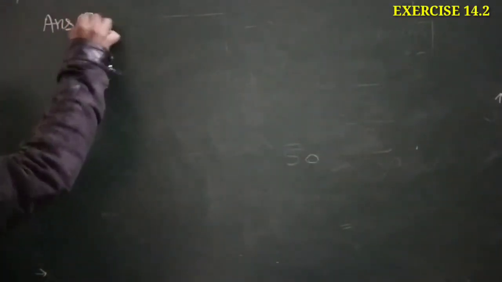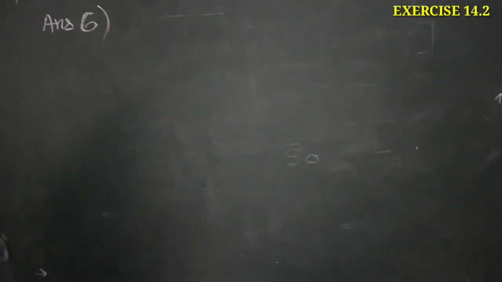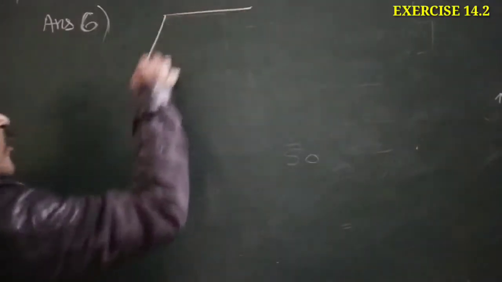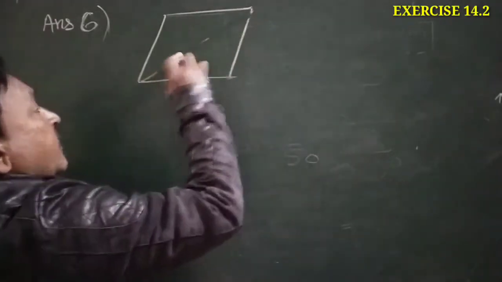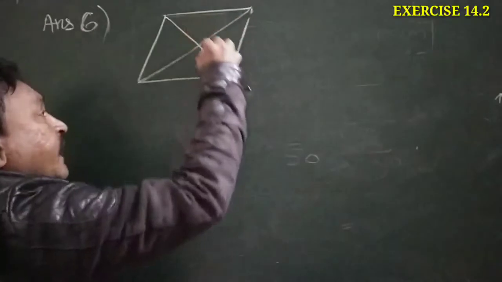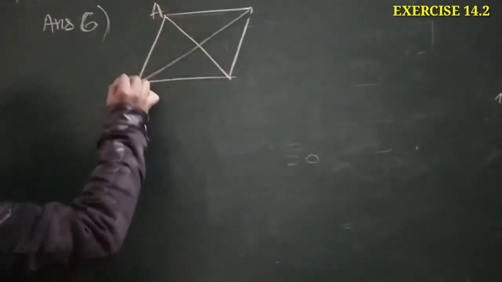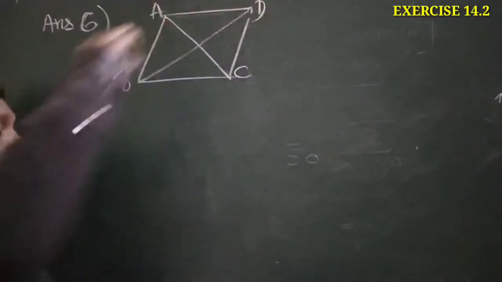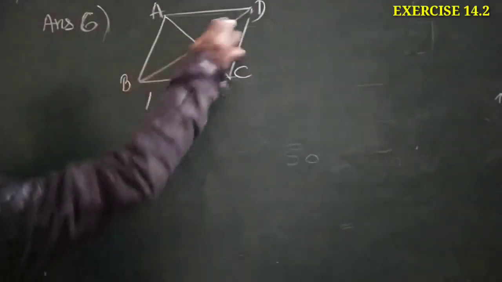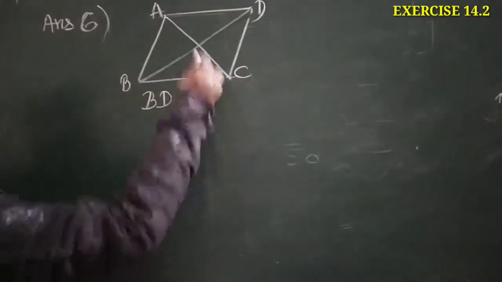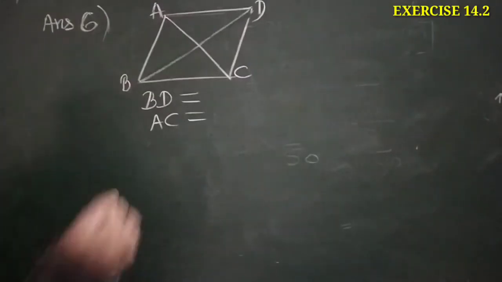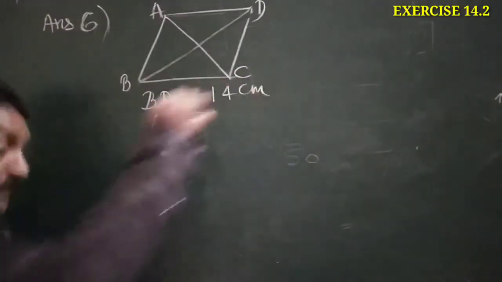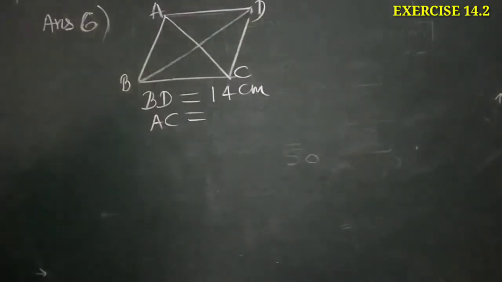Okay, question number 6. Question number 6 is saying the diagonals of a rhombus are given. In this case they are talking about a rhombus. We all know how a rhombus looks. It has all sides equal, but the lengths of its diagonals are not equal. We can name it ABCD, and its two diagonals are BD and AC. We can say that BD is equal to 14 centimeter and the second one is 18 centimeter.